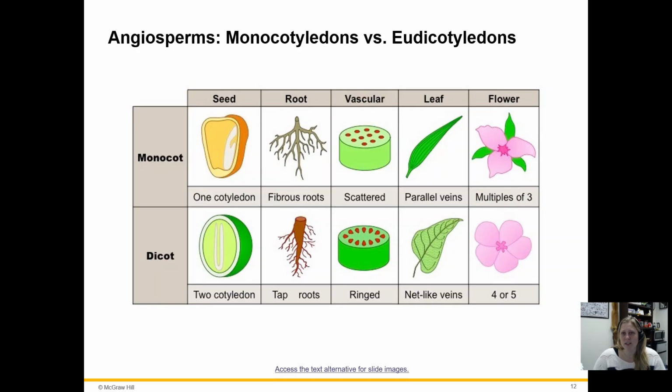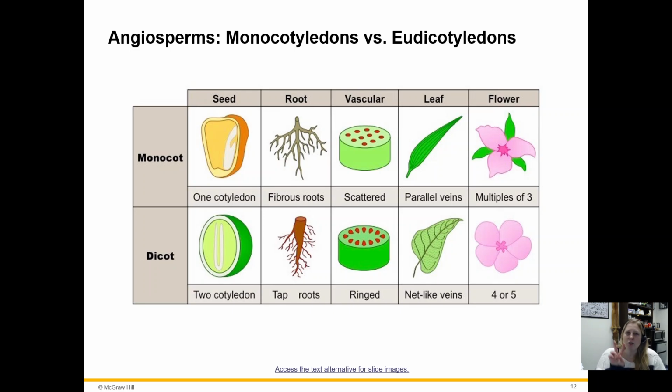How do we classify these two groups? Well, these are two ancestral divisions of our angiosperms. So monocots have a single first leaf. If you've ever watched grass grow or corn grow, there's one little leaf that pops up. That would make it a monocot. So there's one little first leaf called the cotyledon.